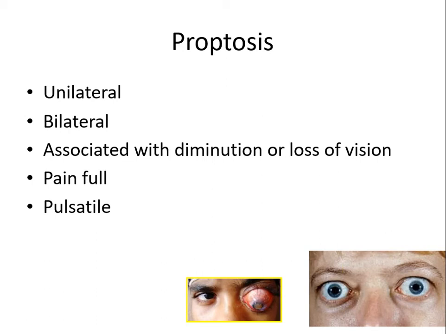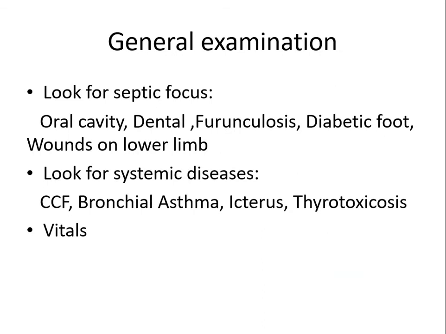So whenever arterial blood enters into the venous sinus, there will be backflow, and with every pulsation of the artery, the eyeball will protrude out and go back into the orbit. So one of the causes of pulsatile proptosis is carotico-cavernous fistula. Then, after history taking, the history of present illness is over.